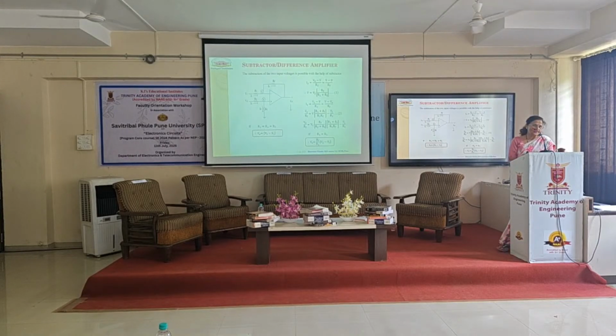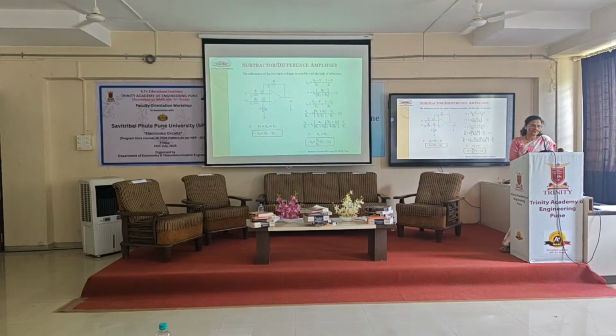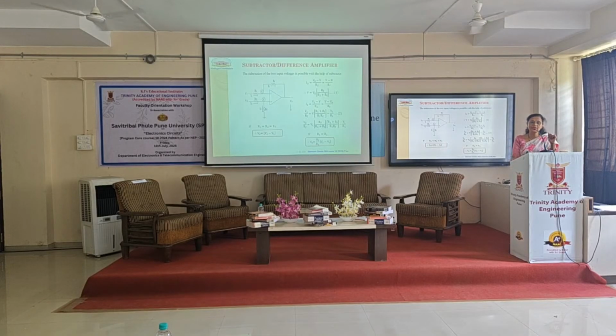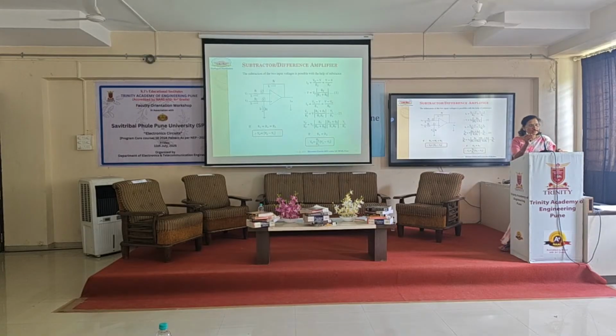Suppose V1 is 2 volts and V2 is 1 volt, and suppose I am giving only a single supply to it, plus VCC. What about the output? We have to discuss such points. What will happen if we are operating the operational amplifier on a single supply? Whatever discussion is carried out in the diagram, as per the diagram we are going for the dual supply.